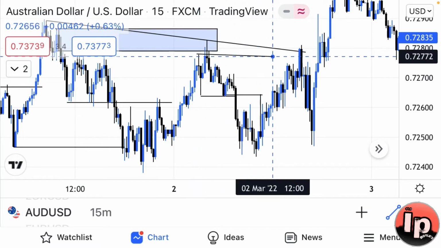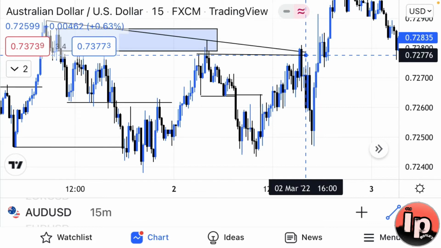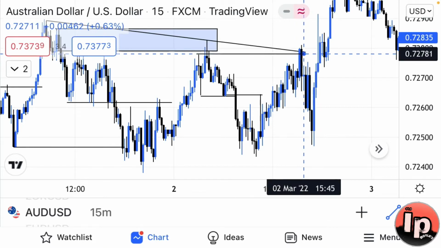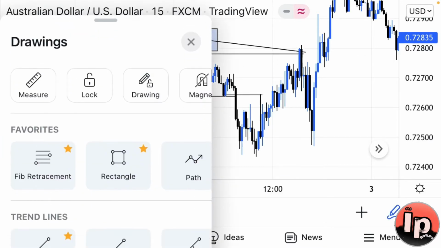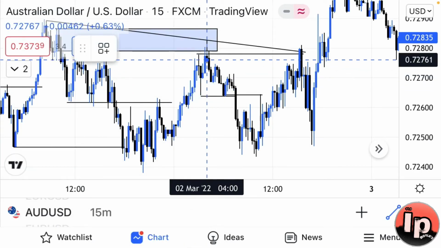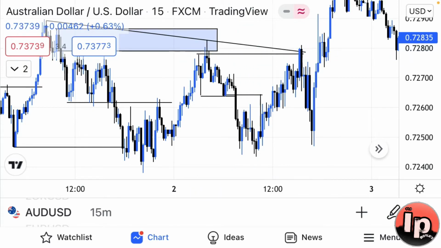Then on this zone we had a QML. QML is not the main part of a trade. It's just telling you what the market is going to do next, whether the market is going to reverse or continue. That's what the QML level does. It always tells us. So we also had a good order block here.